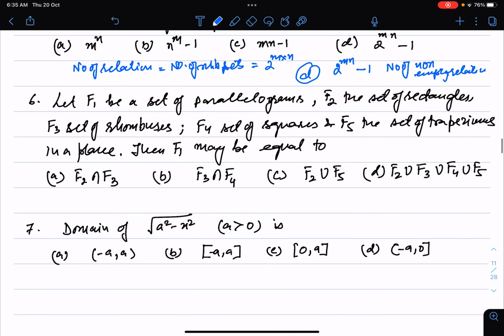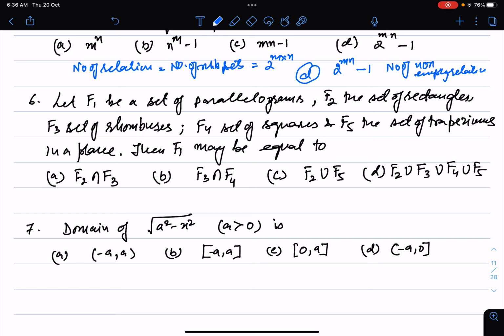Coming to question number 6. Let F1 be the set of parallelograms, F2 be the set of rectangles, F3 be the set of rhombus, F4 be the set of squares, F5 be the set of trapeziums in a plane, then F1 may be equal to the set of parallelograms. Okay. So F2 is the set of rectangles and F3 is the set of rhombus. So if I intersect as in the first option, it is F2 intersection F3. So what will be the intersection?